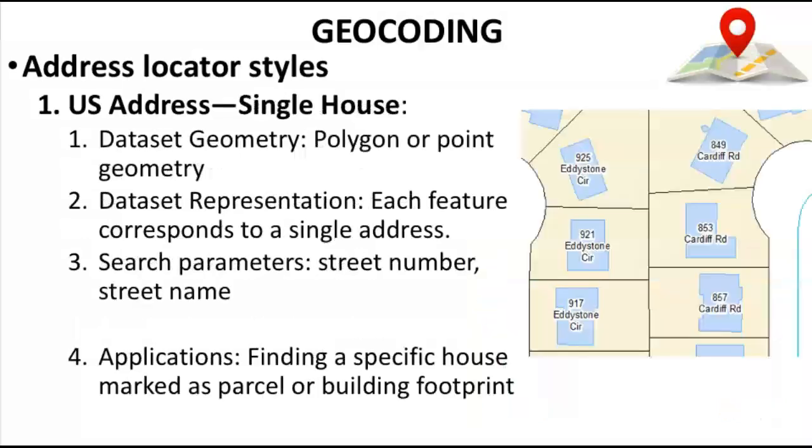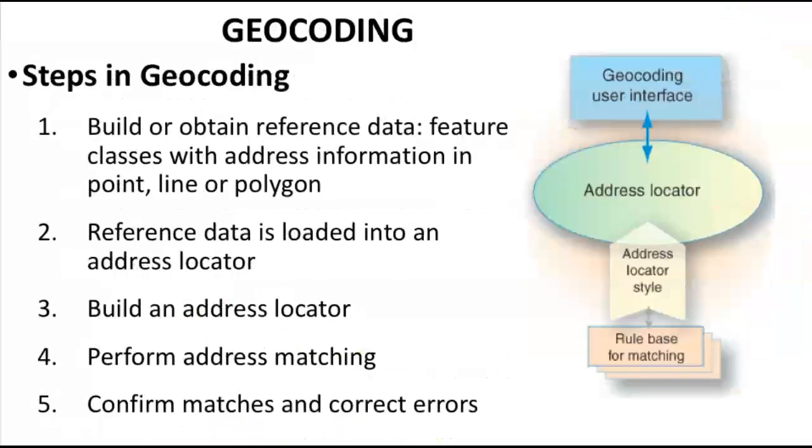Geocoding also has a single house address locator, and here the address geometry is saved as a polygon or a point geometry. In terms of the dataset representation, each feature is going to correspond to a single house, so each polygon or area will correspond to a single house. And for the search parameters, you usually depend on the street number and the street name. This is very useful for finding a specific house or a parcel or a building footprint.